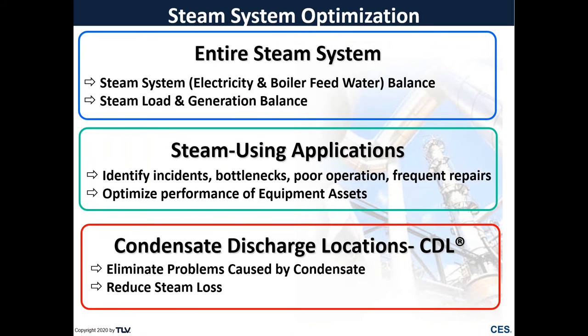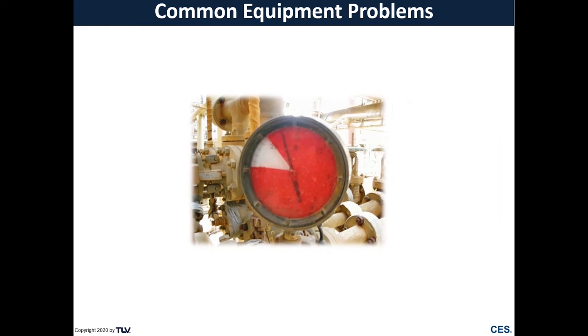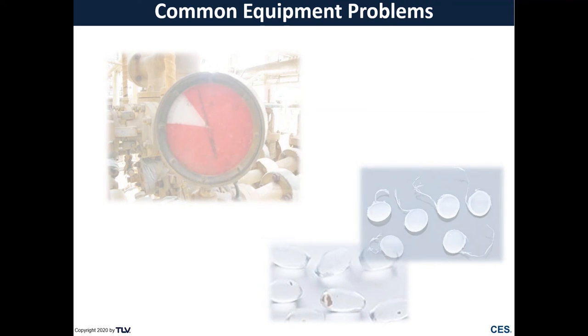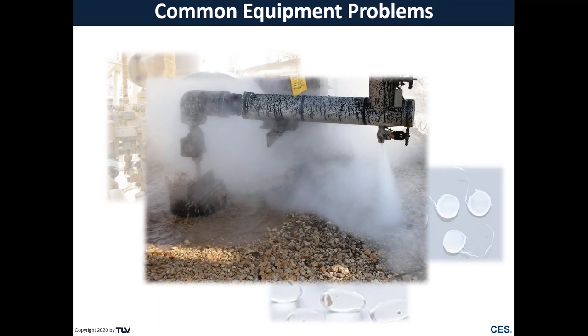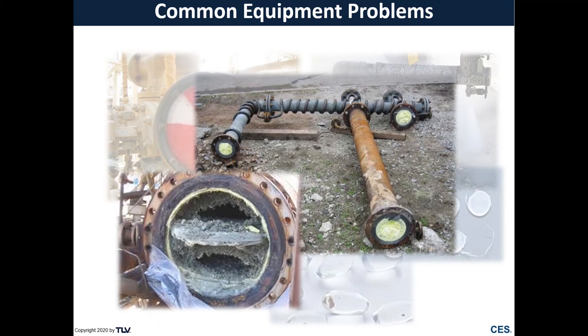So TLV typically approaches steam system optimization using a three-tier approach, as I've shown here. But today, we're only going to be talking about steam using applications, specifically to identify incidents and bottlenecks and to optimize performance of assets. I'm pretty confident that no refining or petrochemical plant wants to see things like insufficient vacuum pressures, or offset spec from the pelletizer. We're having to deal with excessive and constant blowdown downstream of these desuperheaters, or frozen sulfur lines.